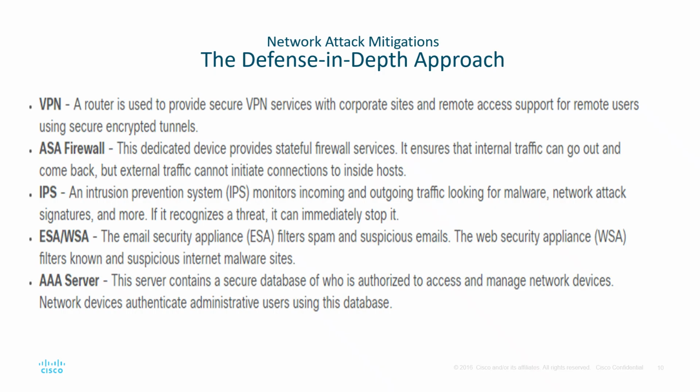ESA and WSA, email security appliances. These can filter spam and suspicious emails. And then you have the web security appliance, which also filters known and suspicious internet malware sites. And then your AAA server. This server contains a secure database of who is authorized to access and manage network devices. So your network devices authenticate administrative users using this database.